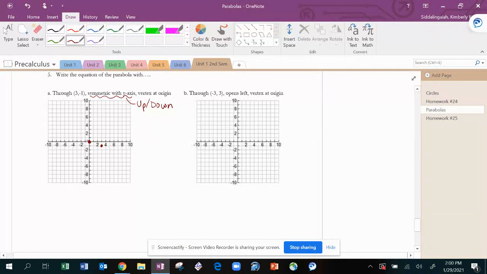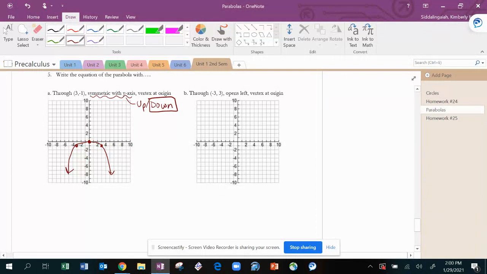I'm definitely not opening up because then that won't allow my parabola to go through the point (3, -1). So this must open down. So if this is a point on the parabola, (-3, -1) is probably a point on the parabola too. All right, so I have my sketch there.